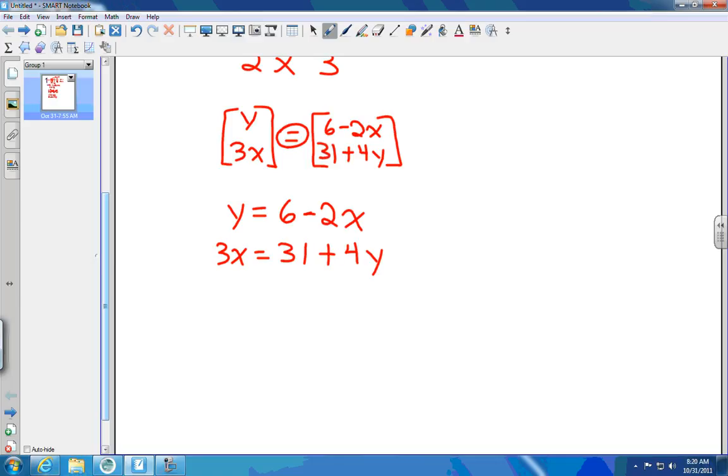This is a system from last chapter. So we have to solve it as a system using either substitution or elimination, or you could graph them both in your calculator and get the answer as well. Doesn't really matter to me how you do it. What would be an easy way to solve this one? Substitution. Since it's already solved for y here, you can just plug that in right there.